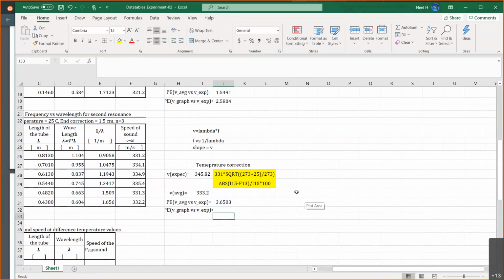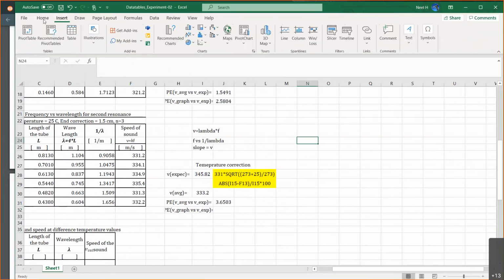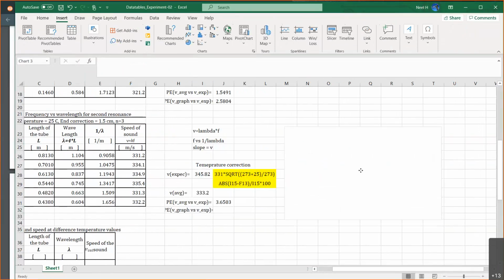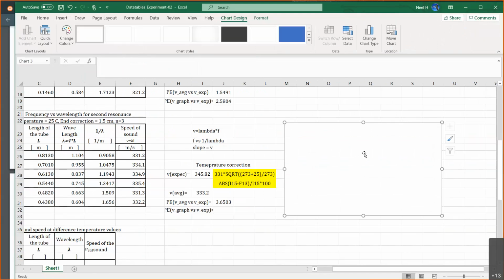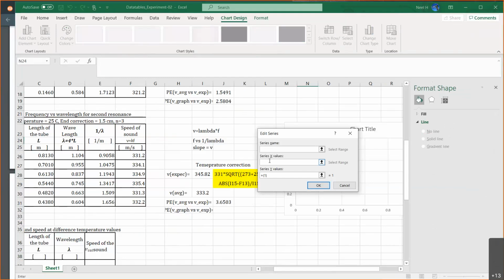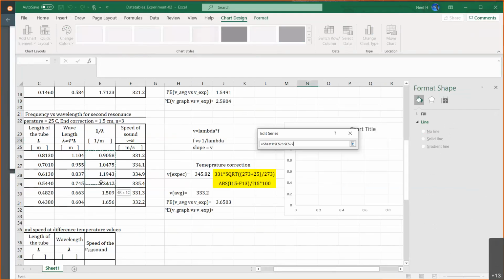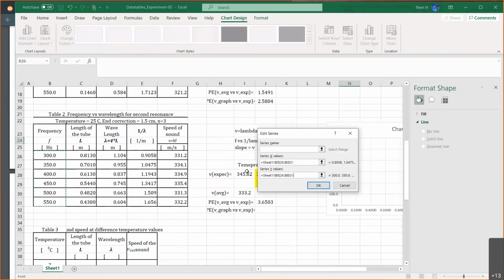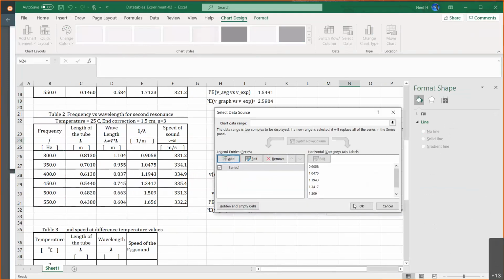Okay, question? Let's make a graph again. So I would like to do it this way: put the empty graph first, insert, scatter graph, and then let's add the data afterward. Double click on the graph, select data, add data. X should now be 1 over lambda, and Y should now be frequency, and then click OK.